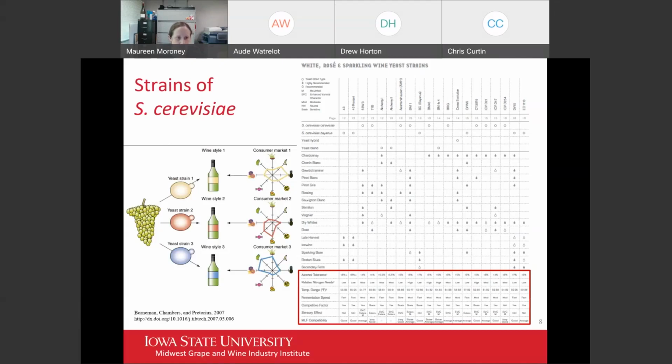Here on the left, we have three hypothetical yeast strains that produce different aroma profiles in the wine. So they pull out different attributes from the chemistry that was already there, and they release different aroma compounds. So things like boosting certain aroma profiles, alcohol tolerance, nutrient needs, even compatibility with malolactic bacteria. These are all traits that can differ from one yeast strain to the next, even within that species.